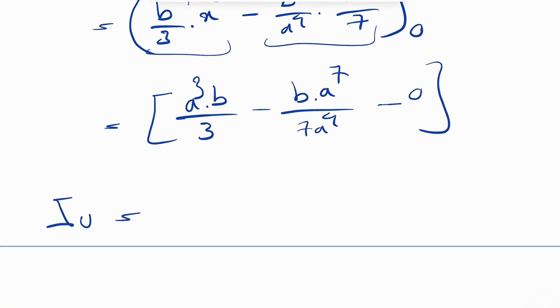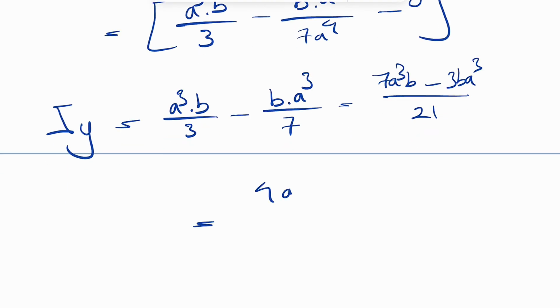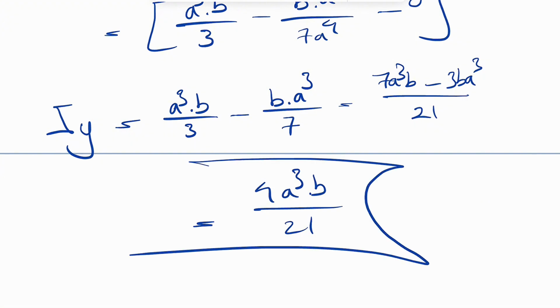So the final answer for the area moment of inertia with respect to y would be a cubed b over 3 minus b a cubed over 7. And we can actually find the common denominator here: 21, so 7a cubed b minus 3b a cubed. So that's going to be 4a cubed b over 21, and the final answer for this question.